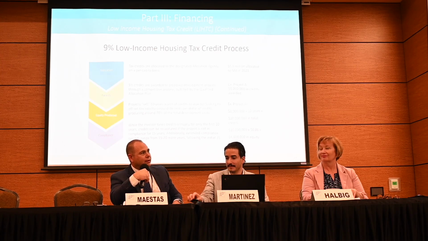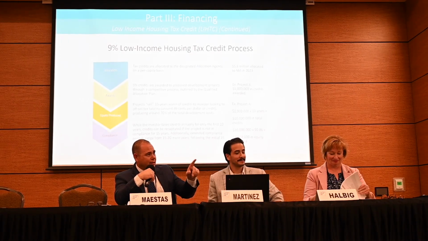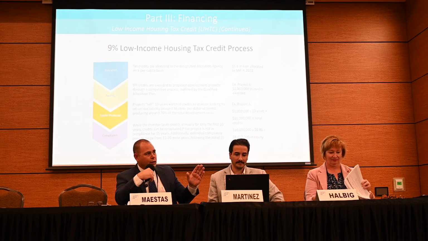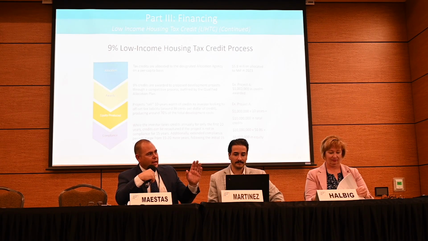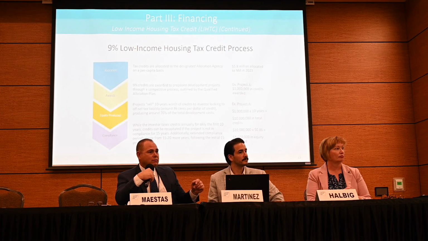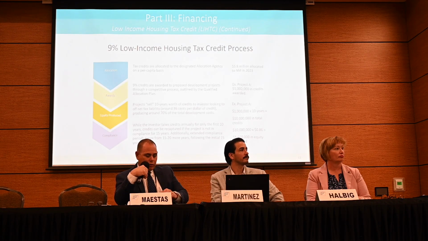Oh, I gotta get rolling. But the example is if a project came in and they were awarded $1 million of tax credits and the investor paid 86 cents on the dollar for those tax credits, that project would receive $8,600,000 in equity from that investment.